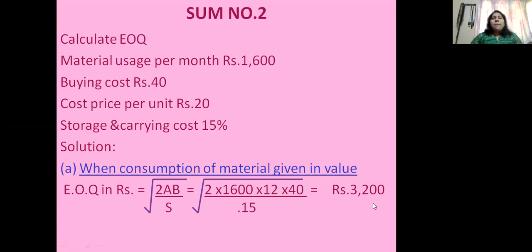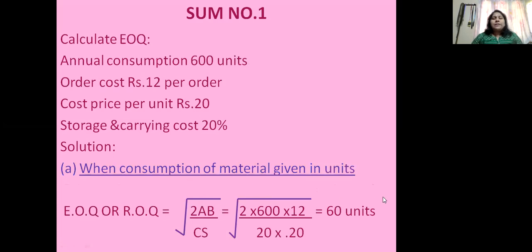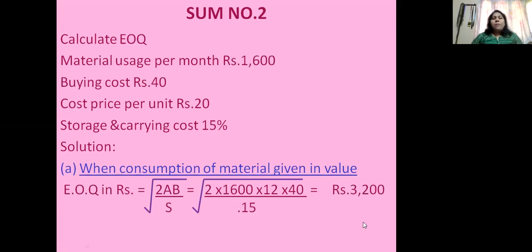You will get the answer, but the answer must be mentioned as rupees. Look at the difference. In the previous problem, I mentioned the answer as units, but in this problem I mentioned it as rupees. Please don't forget to mention the answer either in units or rupees as per the information, I mean the consumption or the usage. If it is given in units, you need to mention the answer in units. If the usage is given in rupees, you need to mention the EOQ answer as rupees. So this is another problem model where the usage is given for a month, and given in rupees.